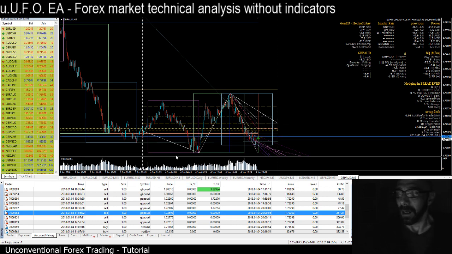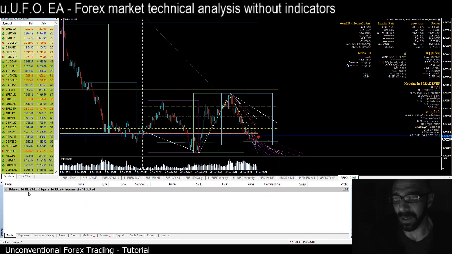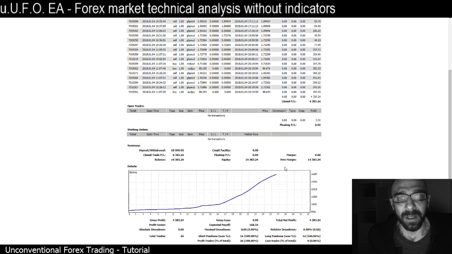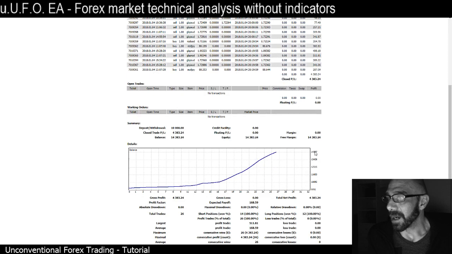Okay, some words about, okay, so this is the final balance, as you can see, 14,383.24. Okay, and these are the trades that I have executed.